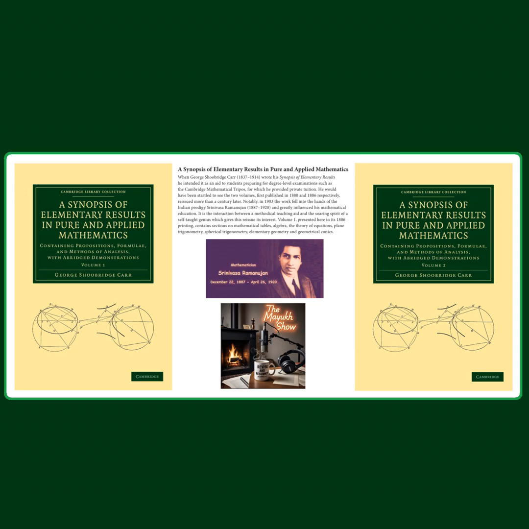Okay, so the book itself. A Synopsis of Elementary Results in Pure and Applied Mathematics. That word synopsis is really key. It means summary, right? An overview. Carr wasn't writing a series of textbooks with every single proof worked out in minute detail. Exactly. His goal was to compile a huge number of propositions, formulas, methods, but often with just abridged demonstrations, or sometimes none at all.